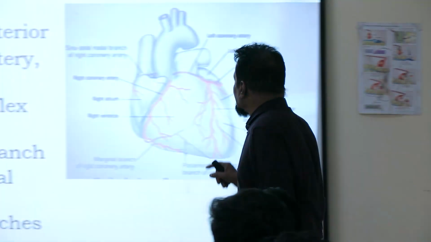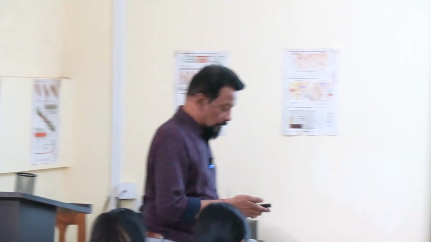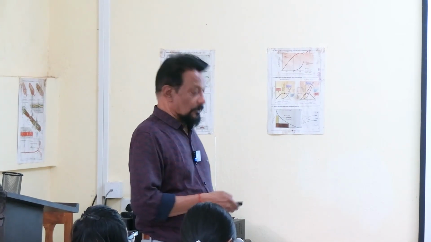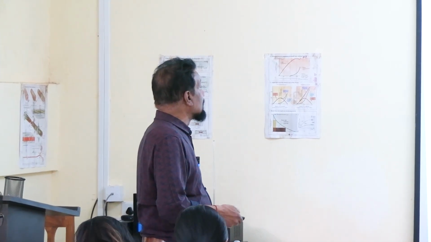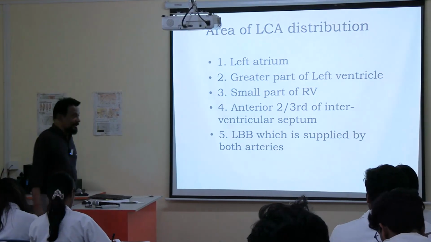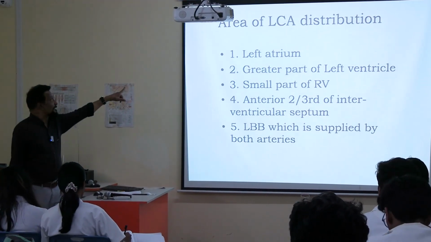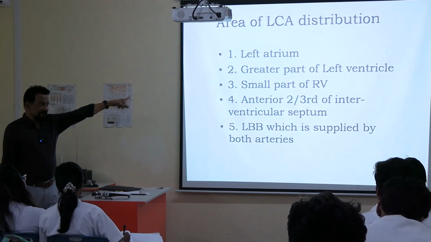And then the left circumflex artery, diagonal branch, left marginal artery, and septal branches. So these are the different branches of the left coronary artery, and now the areas of distribution. So the remaining area is supplied by the left coronary artery. Okay.